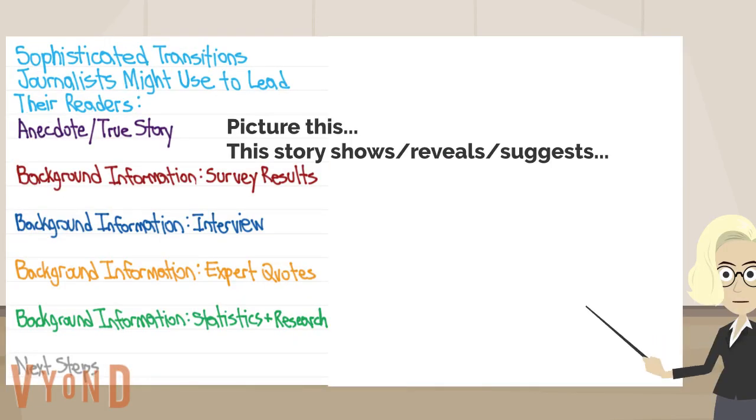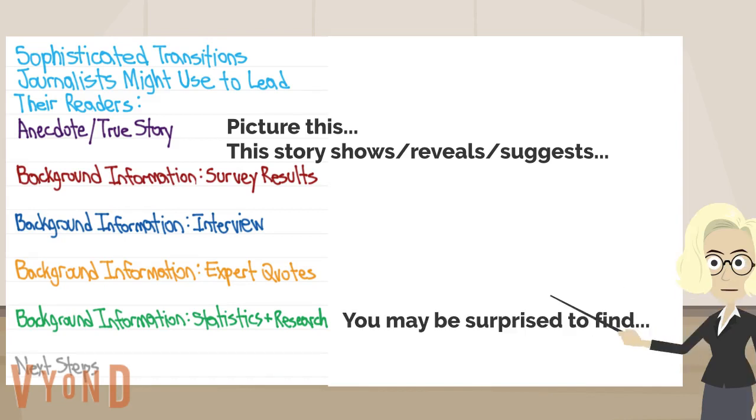So, journalist, what kind of matching work did you do? You may have thought that you could say, picture this, as you were introducing a true story. Or as you were bringing a story to the close, you might say, this story shows, reveals, or suggests. You may be surprised to find maybe a transition that you use for background information, statistics, and research.